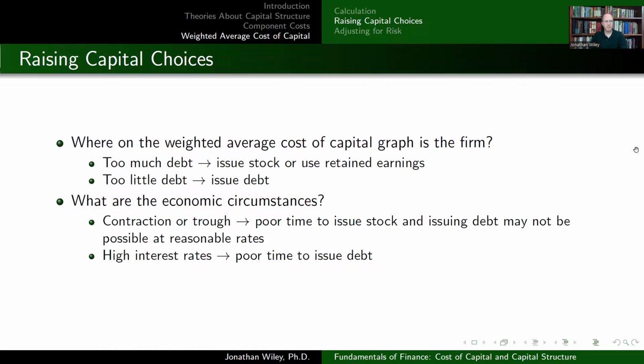Right, so in this video, I'm going to talk a little bit about raising capital and the choices associated with raising capital. When a firm is choosing to raise capital, one of the things that they should evaluate is where on that weighted average cost of capital graph the firm is. That graph is something I've shown in a prior video, but to refresh your memory, let's go back here a little bit.